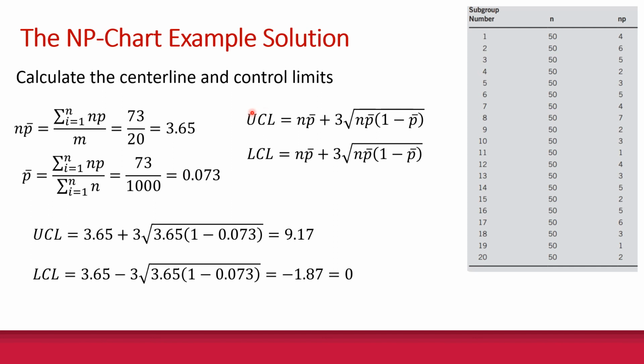Then to find the upper control limit and lower control limit, we're going to use the following formulas. NP bar we calculated, that's 3.65, plus 3 times the square root of NP bar times 1 minus P bar. So you calculate these, you get 9.17. That's the upper control limit. The lower control limit is calculated similarly. The only difference is you have a minus sign here. So when you calculate this, you get minus 1.87. And since this is less than 0, we just set it equal to 0.